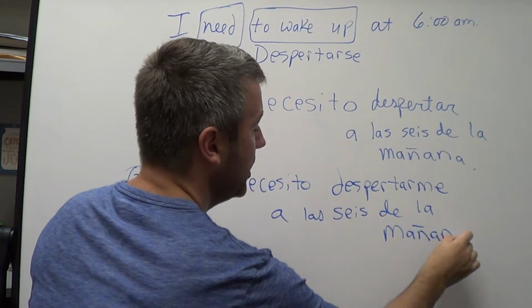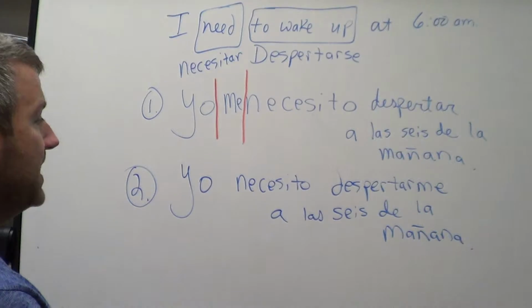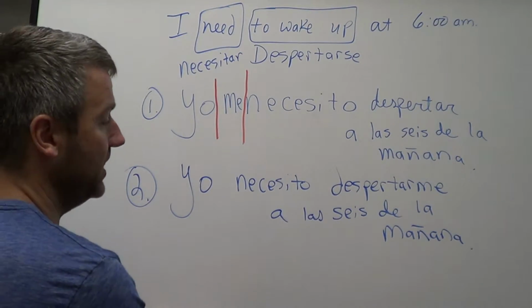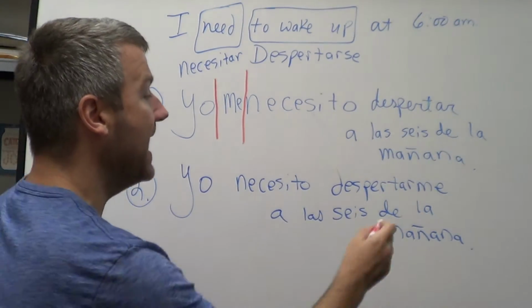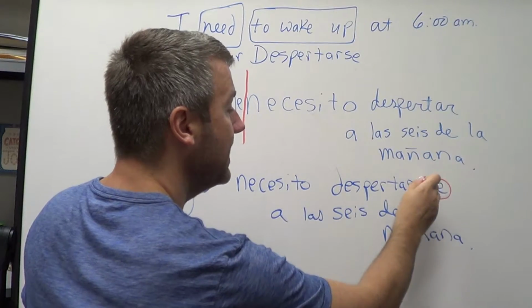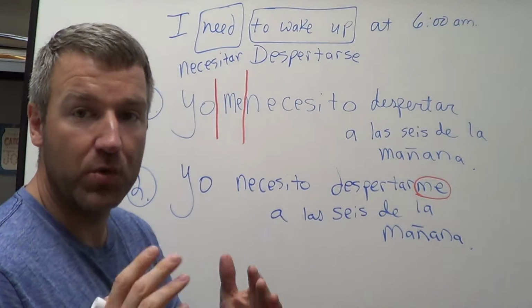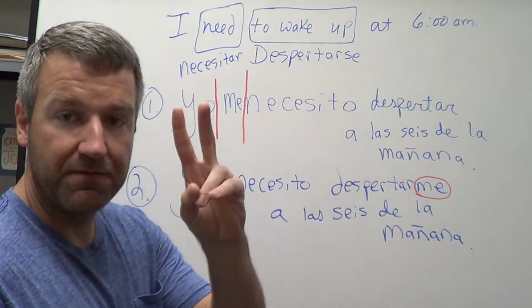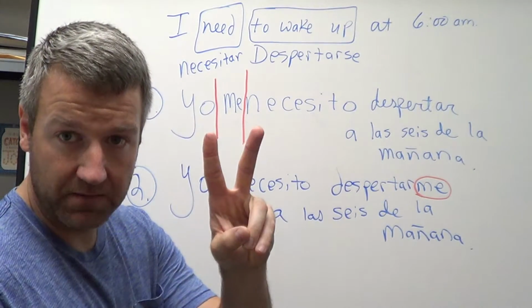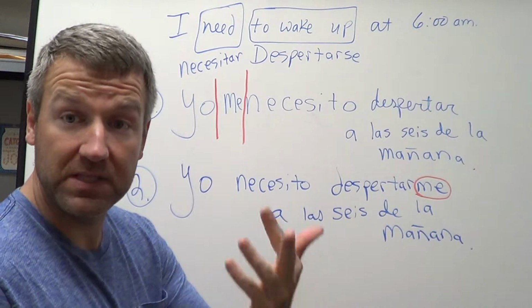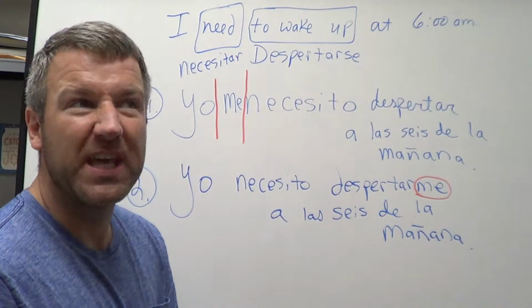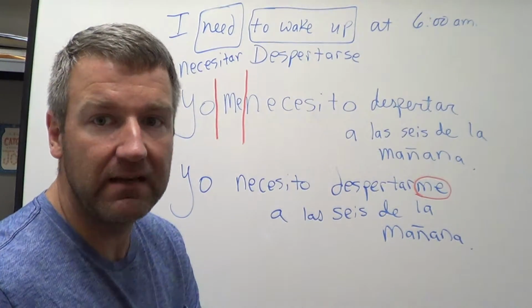So if you've noticed, guys, in this second sentence, what have I done? I have taken that me and I have attached it to that second verb. So that's your rule of thumb. If you have a sentence with two verbs in it, and one of those verbs is a reflexive verb, you can't just leave it alone.